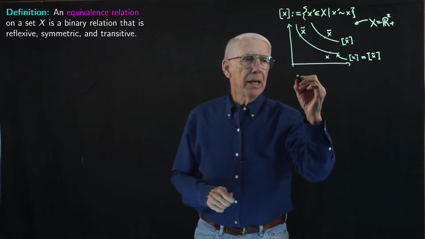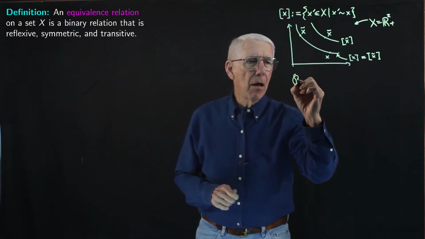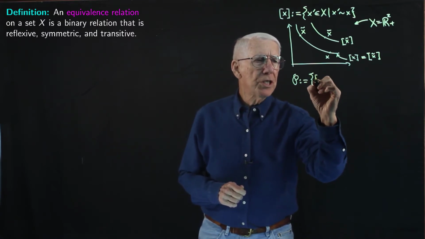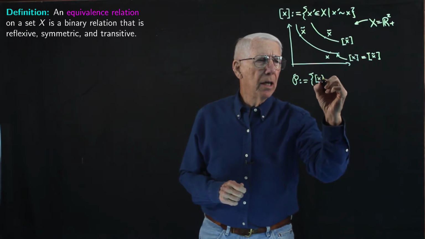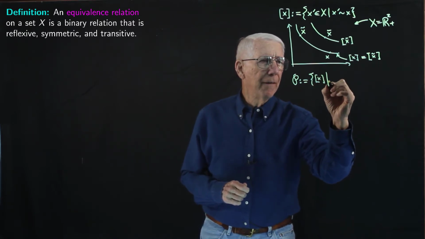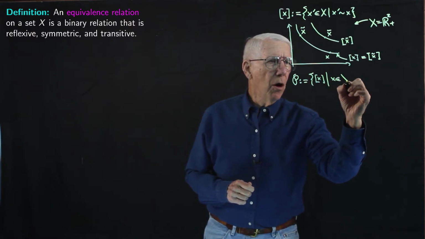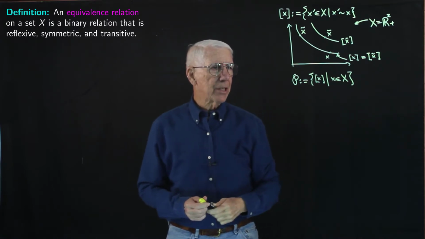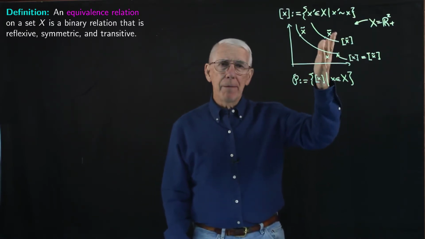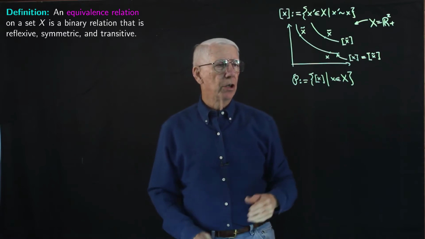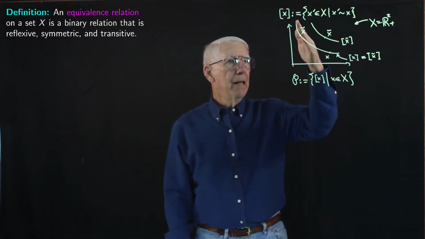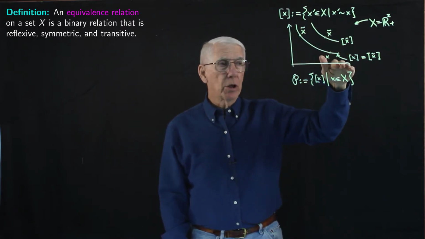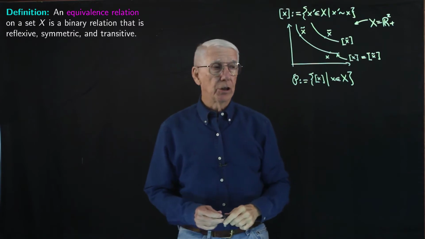And so let's give a name. I'll call it script P to the set of all equivalence classes for all the points or elements in the underlying set X. So in our example of an indifference map, P would be the set consisting of the indifference curves, the level curves of, say, a utility function.